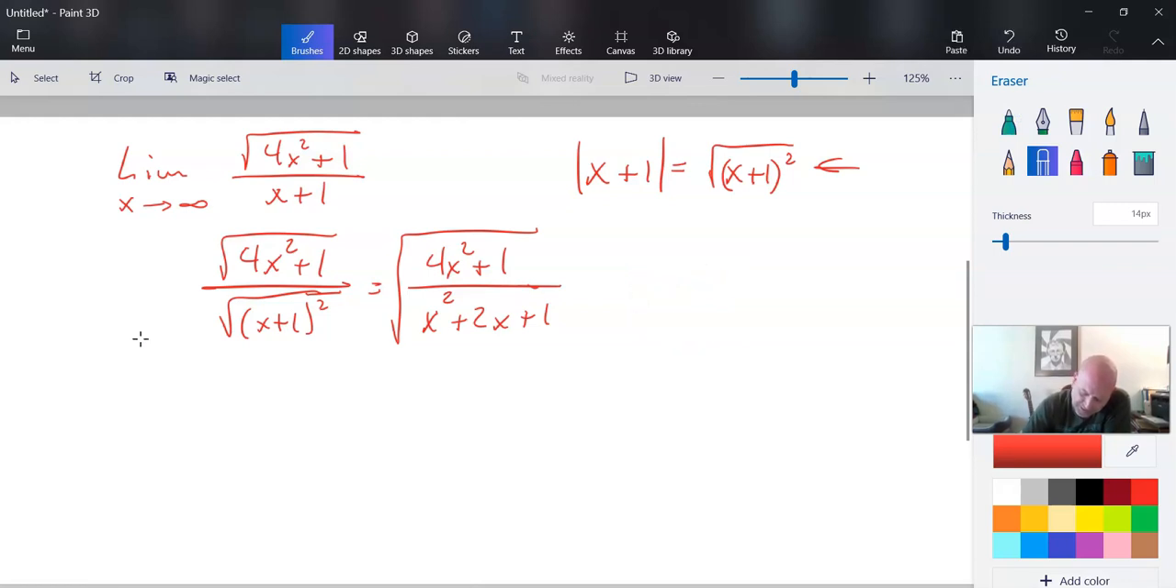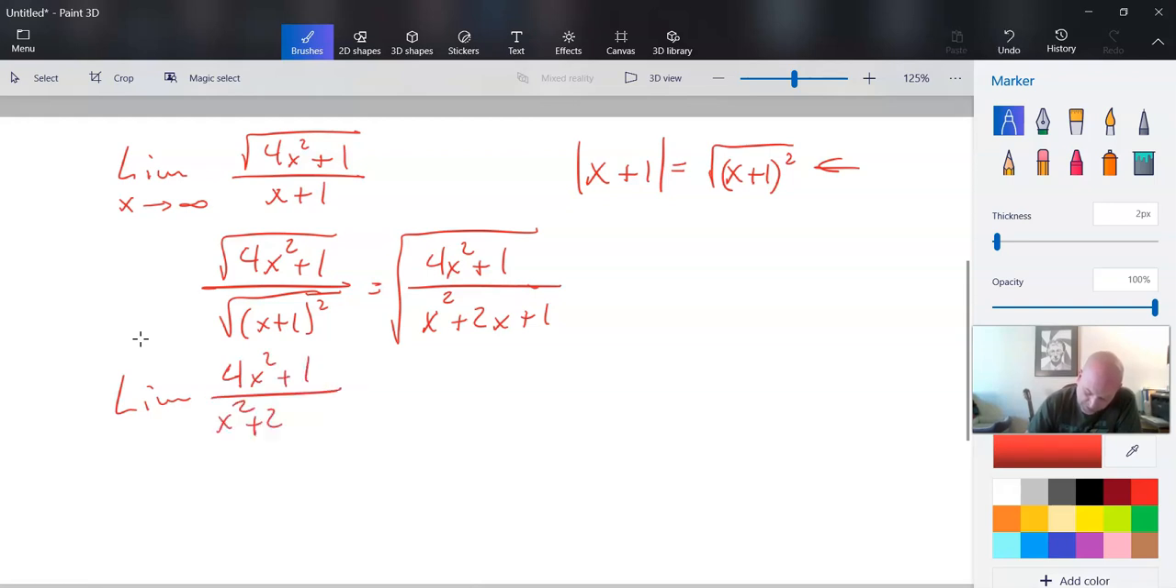All we really have to do is take the limit of this inside. So here's what we're going to do. We're going to take the limit of 4x squared plus 1 over x squared plus 2x plus 1. And then when we're done taking that limit, we're going to take its square root, right? And so we'll take the square root of the whole thing afterwards. And since this is just a ratio of two polynomials, I can use that 1 over x squared trick. So that's what I'm going to do. I'm going to multiply by 1 over x squared. And it has to be the same thing you're multiplying on both.